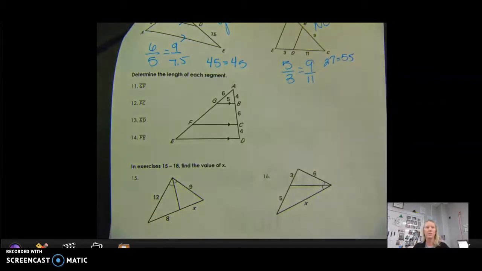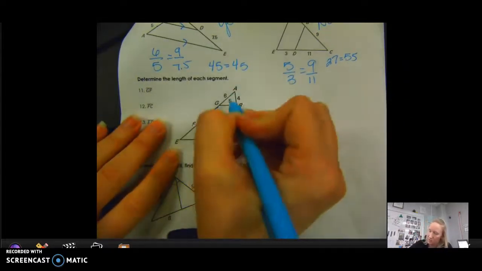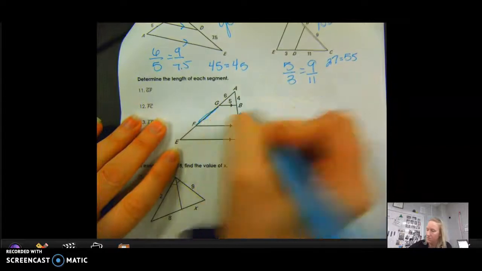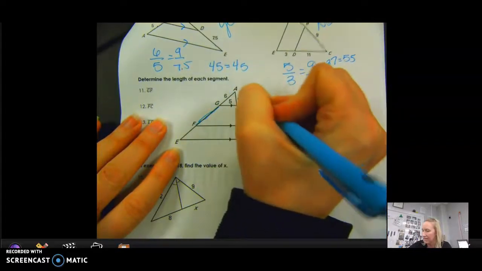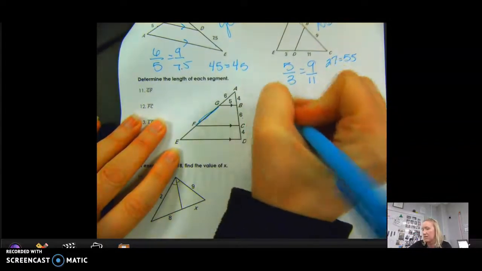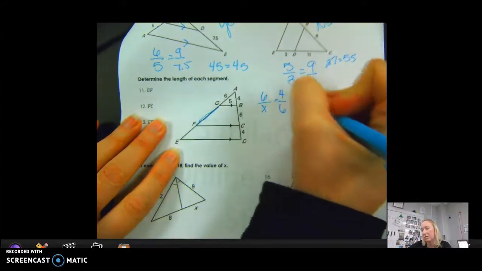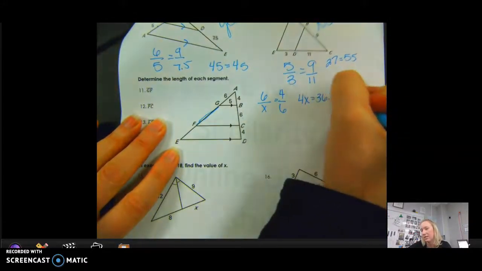All right. Determine the length of each segment. So G to F. So G to F is a piece. So on this one I can do piece over piece equals piece over piece. So I could do 6 over X equals 4 over 6. And cross multiply and I get 4X equals 36. So X equals 9.